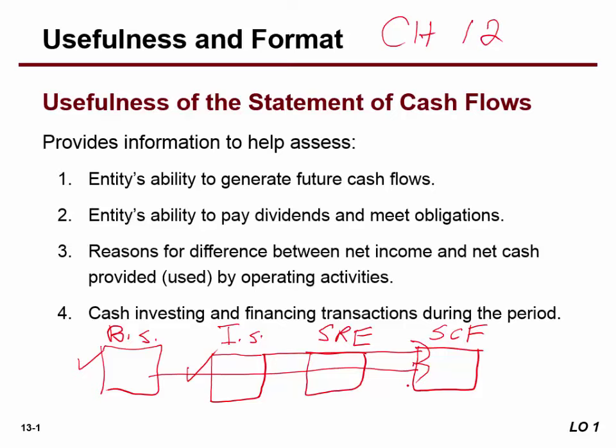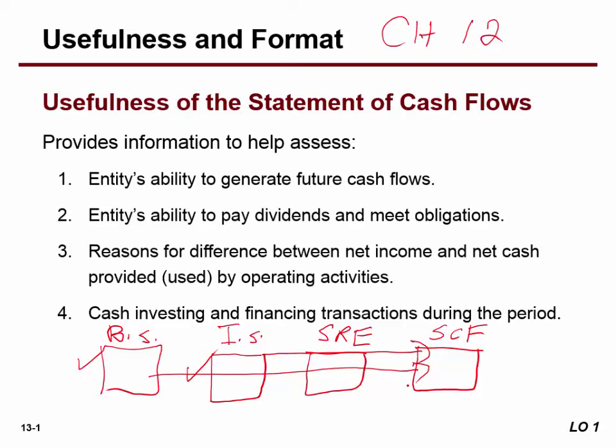Well, what the statement of cash flows does is give us a clear picture of these objectives that you see up here on the screen, which is giving us a picture of the entity's ability to generate future cash flows, the entity's ability to pay dividends and meet their obligations. Why would you be interested if a company could pay dividends or not? What do you care? Maybe you're buying the stock and this is an income stock for you as an investor and you're looking for a dividend, right?